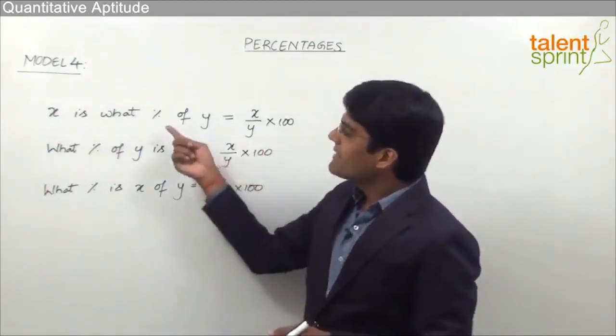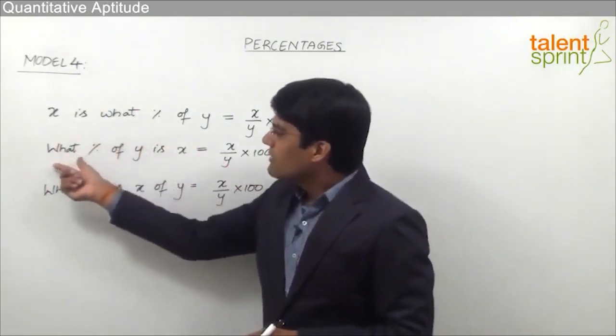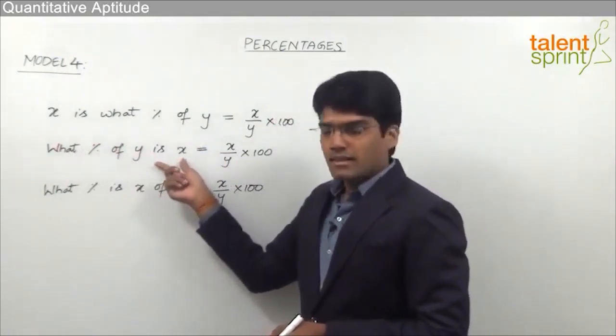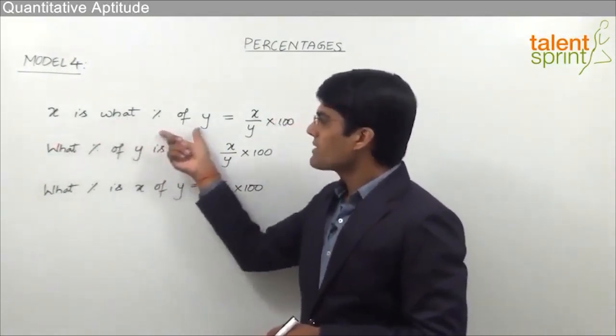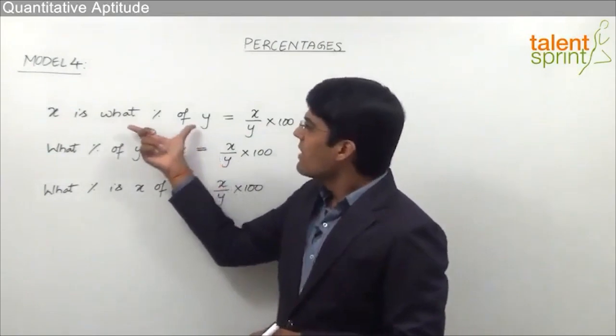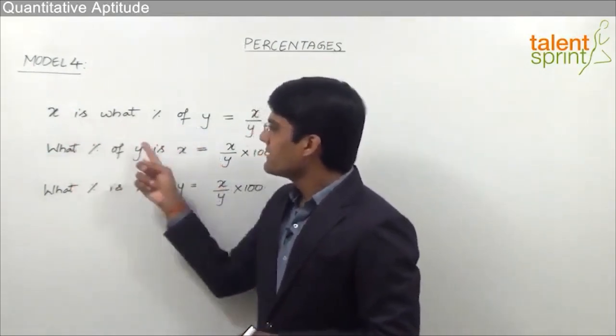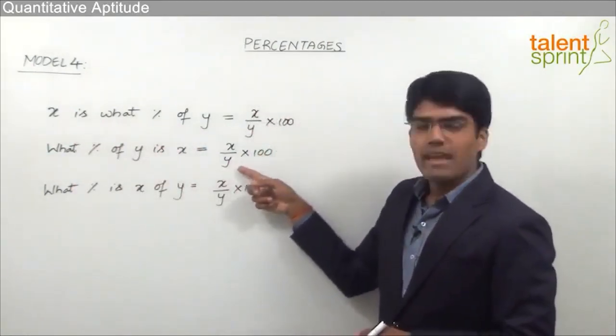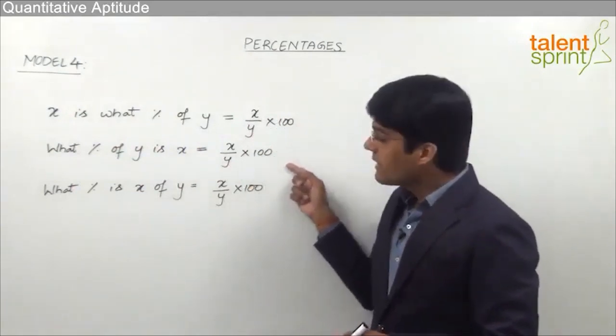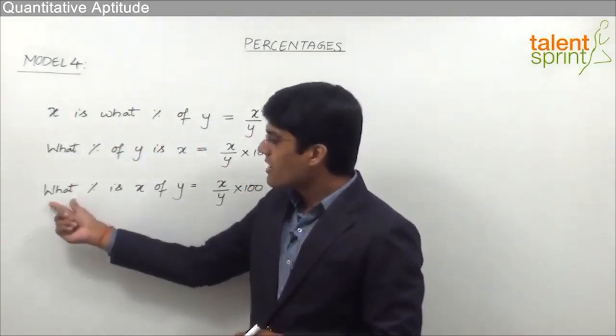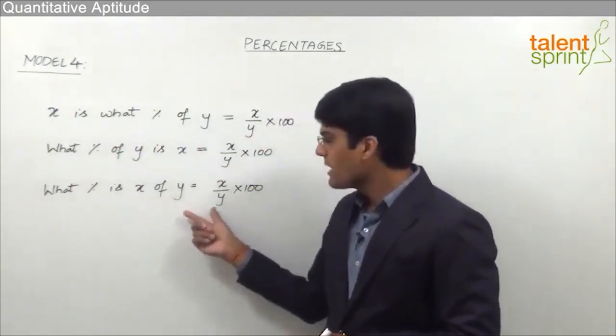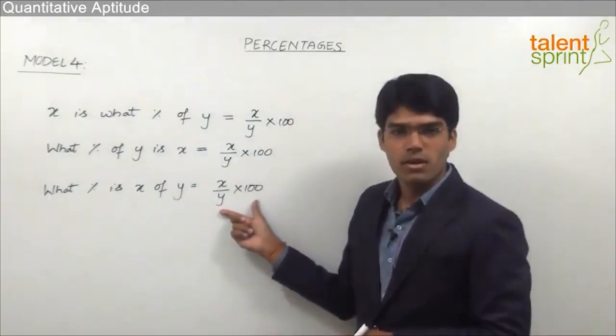The other ways of asking the same question is, what percent of Y is X. Now this is as good as X is what percent of Y. So the answer again remains X by Y into 100. Similarly, it can also be taken in terms of what percent is X of Y. Answer again is X by Y into 100.